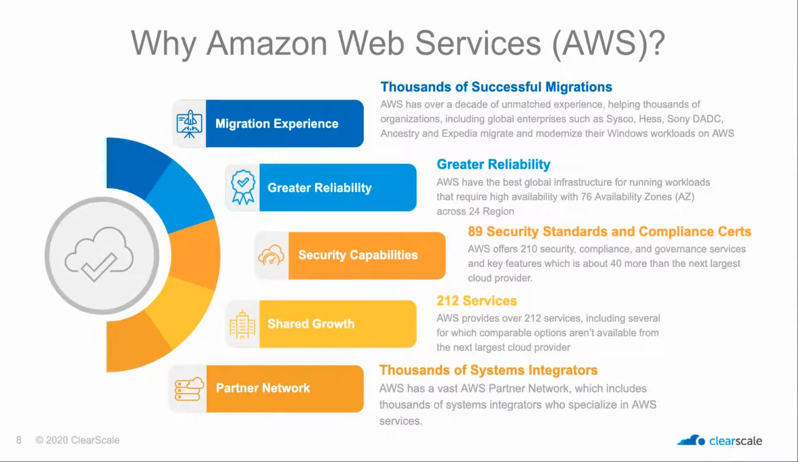All right, so why Amazon? Well, Amazon has the migration experience. Amazon has migrated thousands of Windows workloads successfully. They have some of the best reliability in the cloud. They have 76 availability zones, which consist of 175 data centers that span across 24 locations around the world. They have 89 security standards and compliance certs. So if you have HIPAA or PCI DSS, Amazon has the services that support those and the certifications to help you through your audits. They have over 212 services.